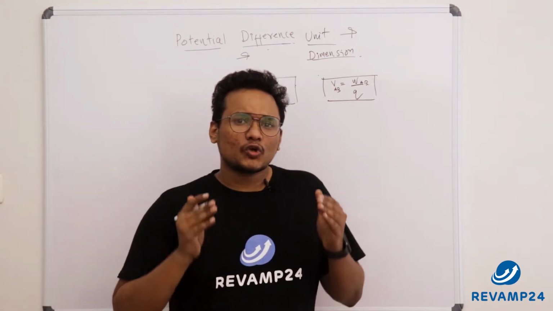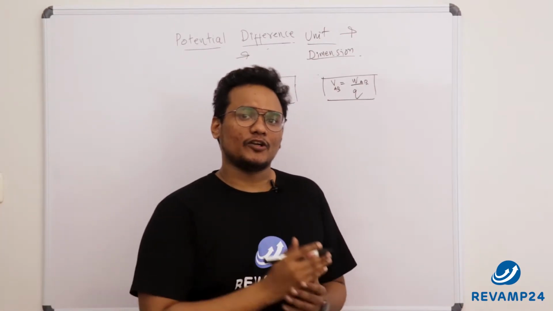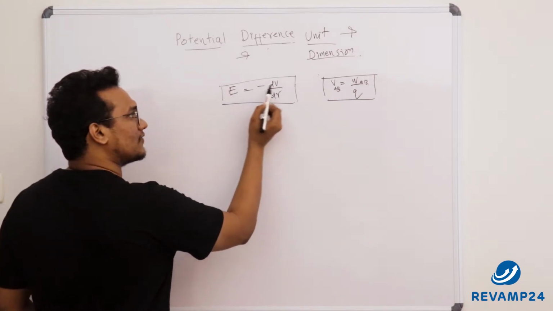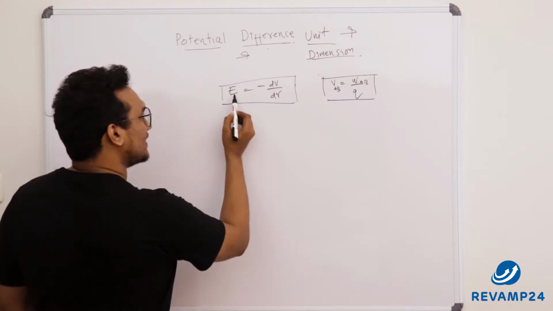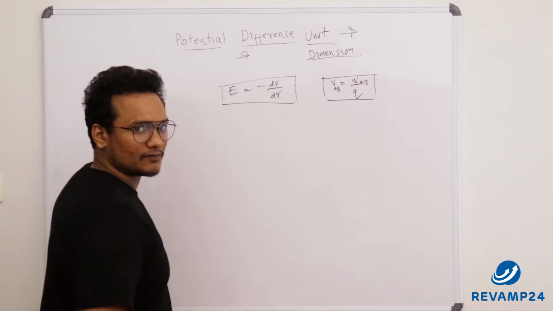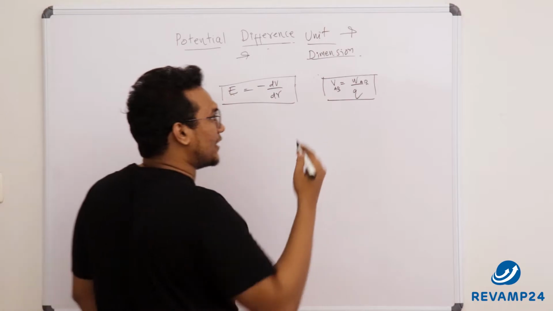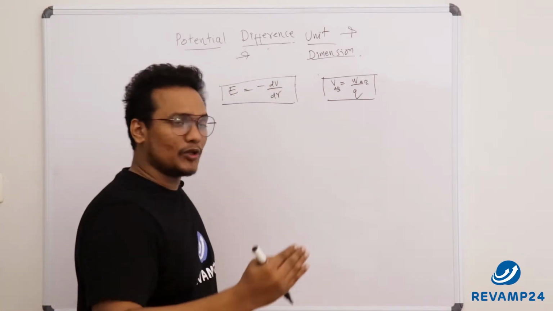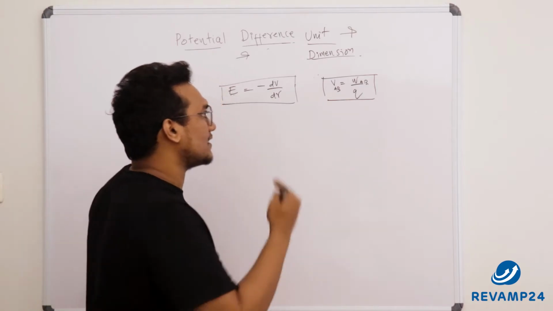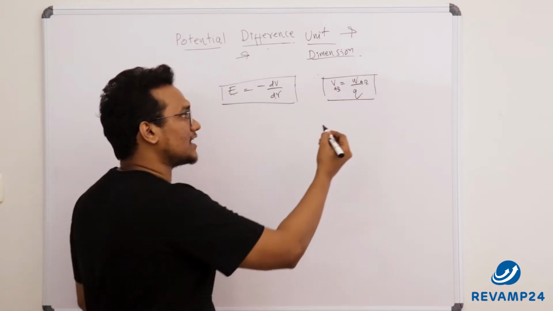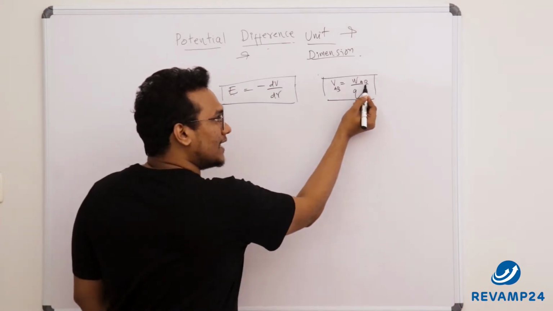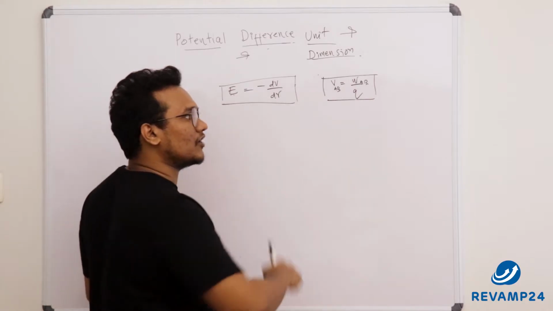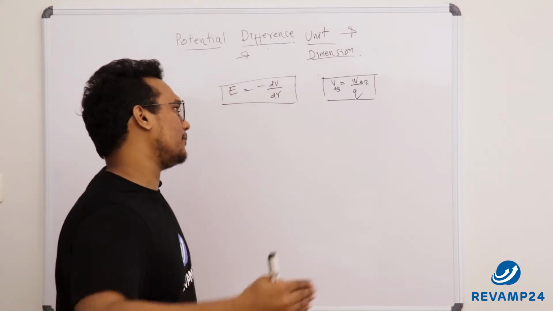We have learned two important relations with the introduction part. What are these two? One is the relationship between electric field and potential difference, that is E is equal to minus dV by dr. And the next one is the definition for potential difference. VAB is nothing but WAB divided by Q, which is the work done in bringing a charge of Q from B to A divided by the value of Q, giving us the potential difference between A and B.